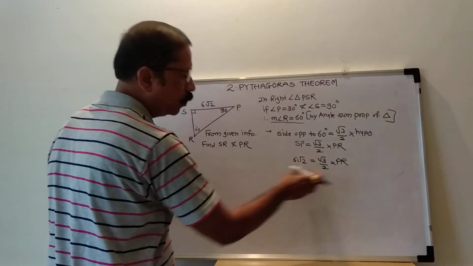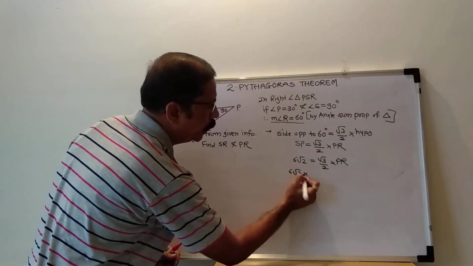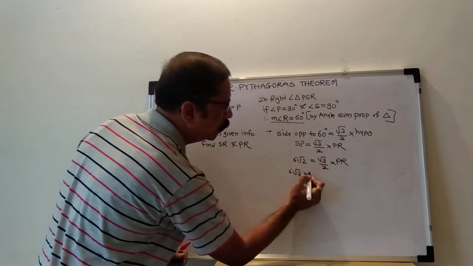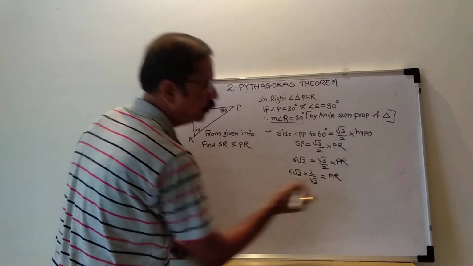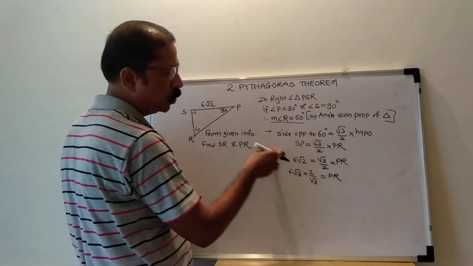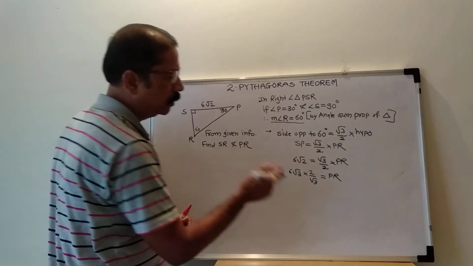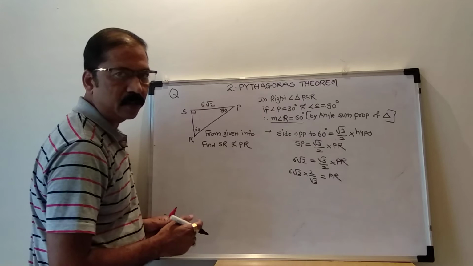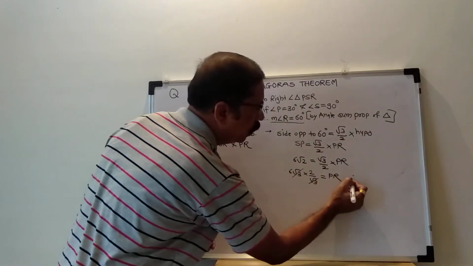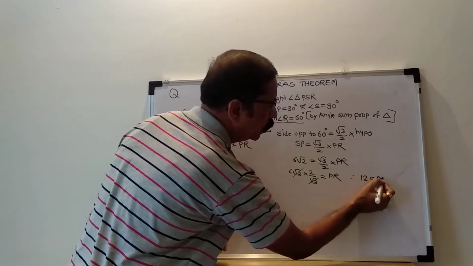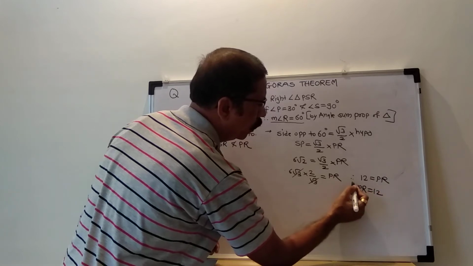Now take the numericals to one side: 6 root 2 into root 3 upon 2. After shifting, it will become 2 upon root 3. After shifting, we have to take the reciprocal. Here root 3 and root 3 get cancelled, so 6 2s are 12. Therefore 12 is equal to PR, means PR is equal to 12.